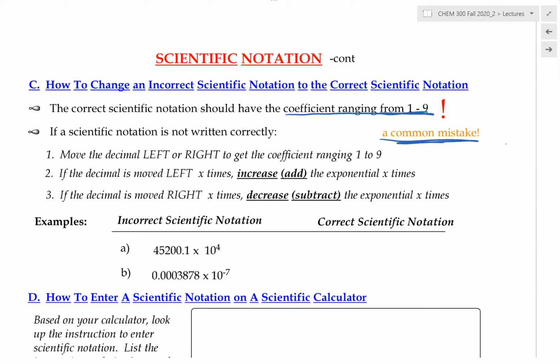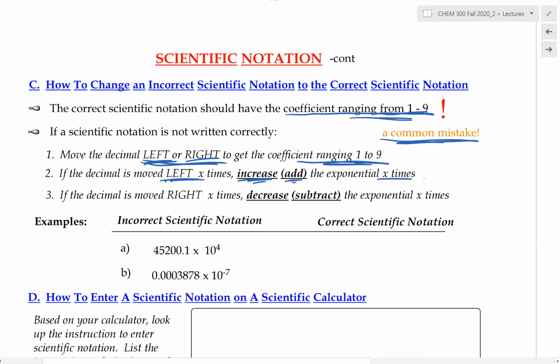So anytime that we see a scientific notation that is not written correctly, we need to correct it by doing the following. We have to move the decimal to the left or to the right to get the coefficient to range from 1 to 9. Because a lot of the time, the reason why a scientific notation is not written correctly is because the coefficient does not range from 1 to 9. So this is why we have to move it either to the left or to the right to get the coefficient to range from 1 to 9. And if we were to move the decimal to the left to correct it, you will then have to increase the exponent, or add on to the exponent, x number of times, depending on how many times we move it.